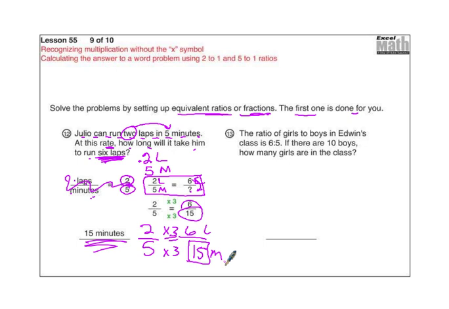All right, number 13 hasn't been done. Give that a shot. Make sure you put the labels. That'll save you a ton of work. And pause the video, turn it back on when you're ready for the solution. The ratio of girls to boys in Edwin's class is 6 to 5. If there are 10 boys, how many girls are in the class?